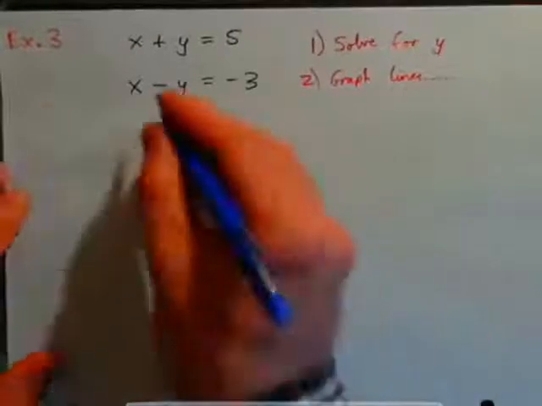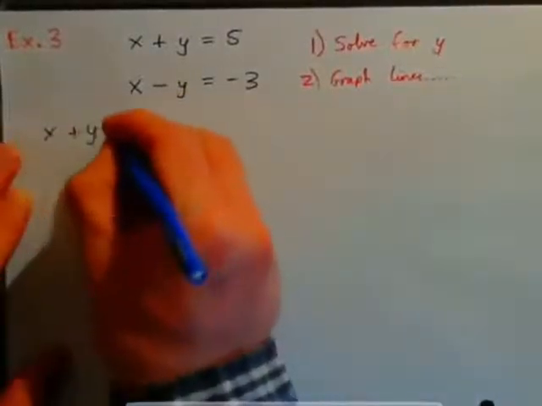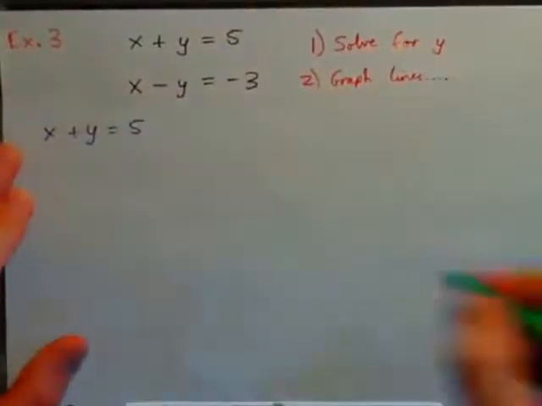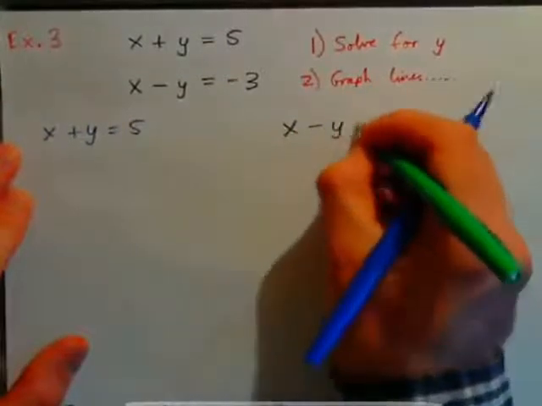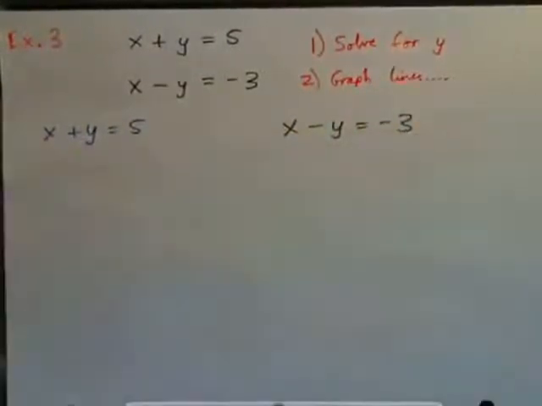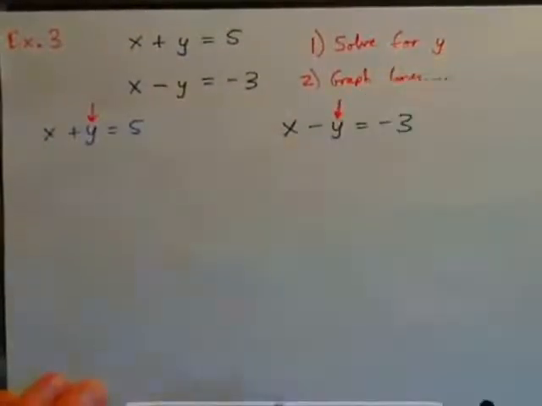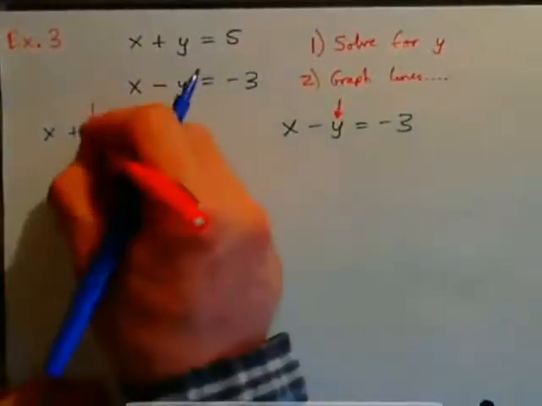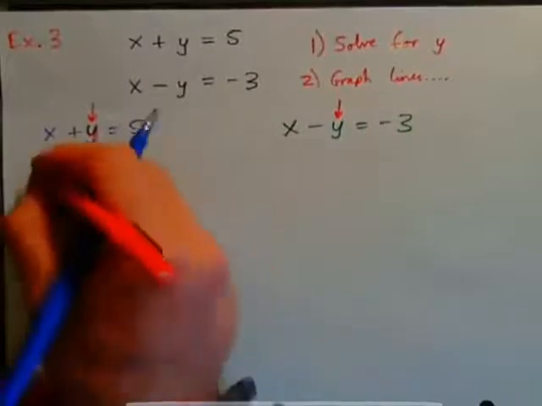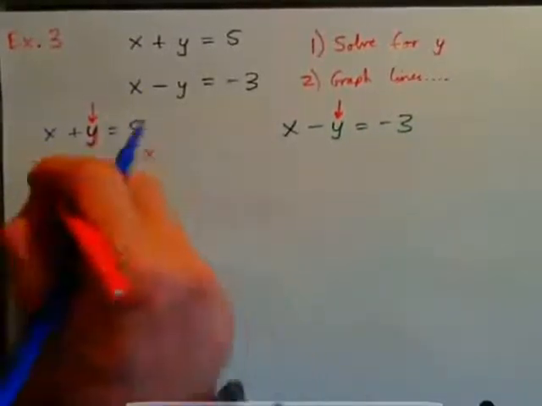Now, what do I do? Well, I take the first one, x plus y equals 5. I write it over here. I take the next line, x minus y equals negative 3. I write it right over here. I need to solve for y in this equation, and I need to solve for y in this equation. If I get y by itself here, I've got to subtract x from both sides, right?